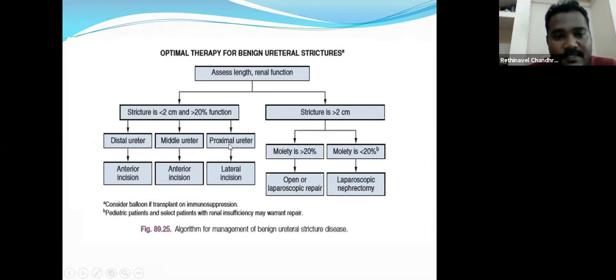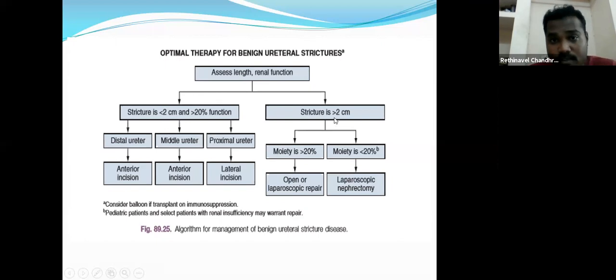This is how you remember, based on blood supply. In proximal ureter, the blood supply is coming medially, so you are incising laterally. In mid ureter, the blood supply is coming from the posterior aspect, so we are incising anteriorly. In distal ureter also, the blood supply is coming from laterally and posteriorly, so you are incising anterior. Just opposite to the blood supply, you incise it. That is the treatment. So less than 2 centimeter, you do endo procedure.